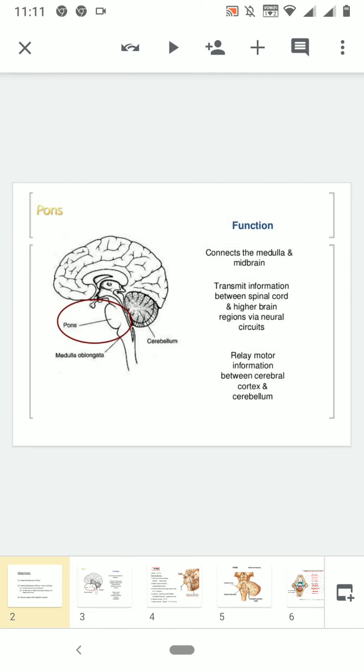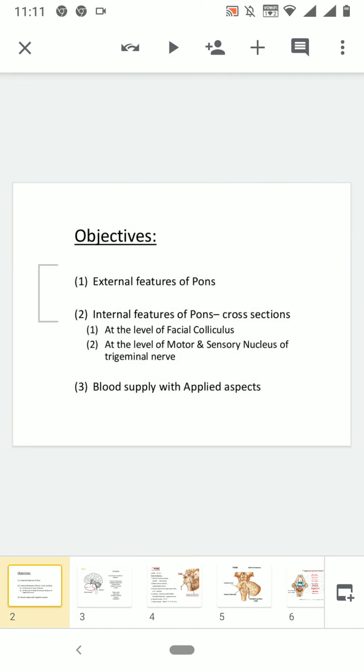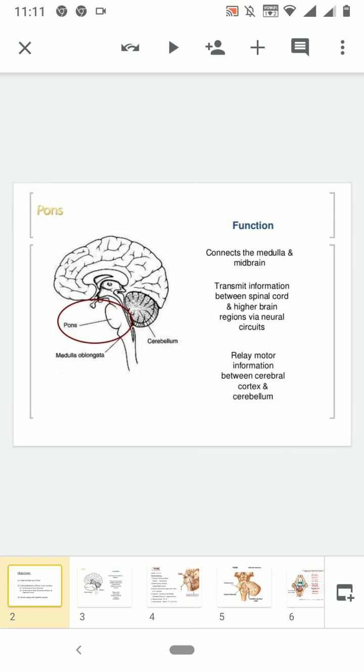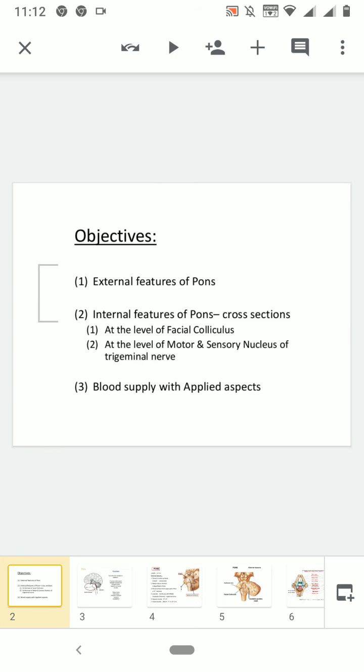And then we have also gone through the floor of the 4th ventricle, which will be dealt with again, and we have also covered the dorsal surface of the pons. In that we talked about the facial colliculus, the vestibular area, and we showed you the diamond shaped floor of the 4th ventricle. And coming to the internal features, remember that we have to learn 2 levels. One is at the level of the facial colliculus, and remember all the cranial nerves which are coming out from the pons, and please remember to draw the nuclei. And then we have also seen the level of the motor nucleus and sensory nucleus of the trigeminal nerve.